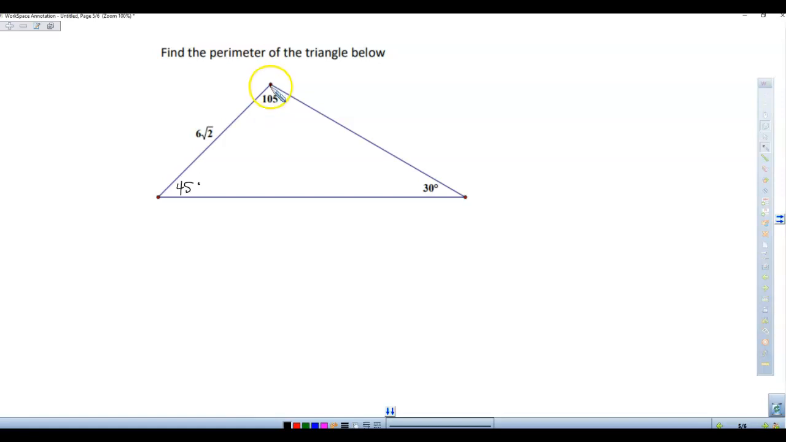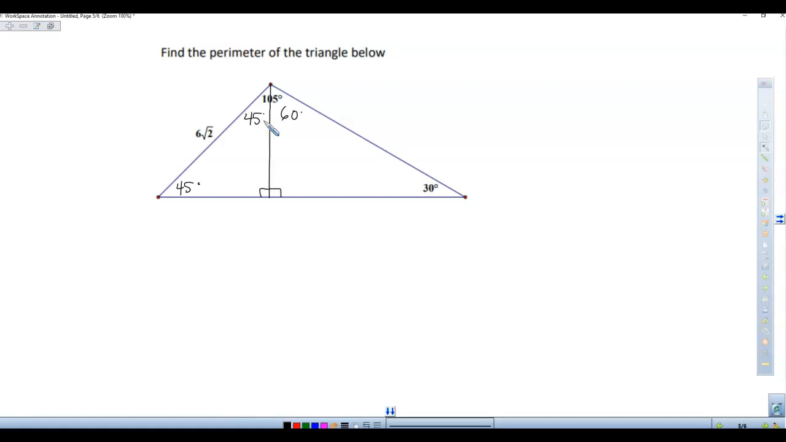And the way I'm going to do it is by drawing an altitude. Because you'll notice when I draw this altitude, if this is 45 and this is 90, then this is 45 degrees. And then if this is 30 and this is 90, then this is 60 degrees. And together they add to 105. So now I've got a 45, 45, 90 triangle and a 30, 60, 90 triangle that share a side.